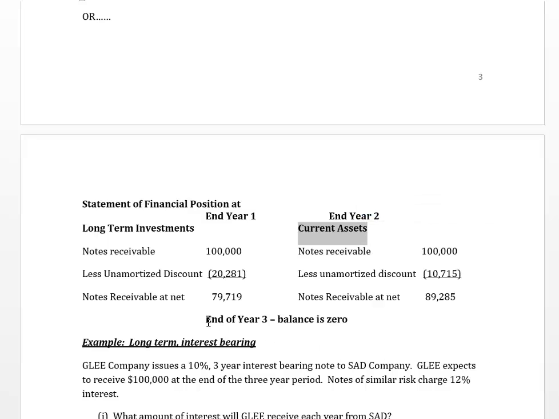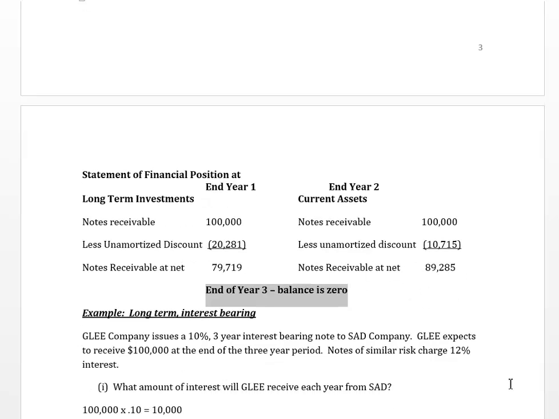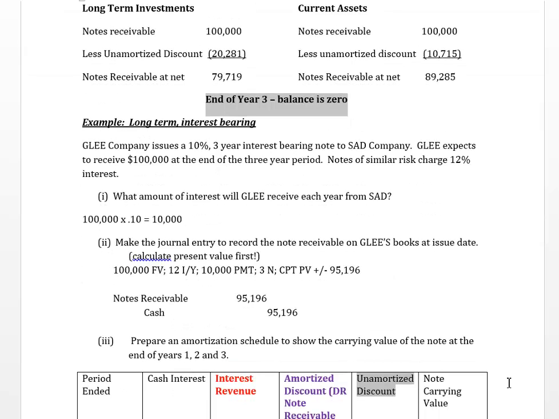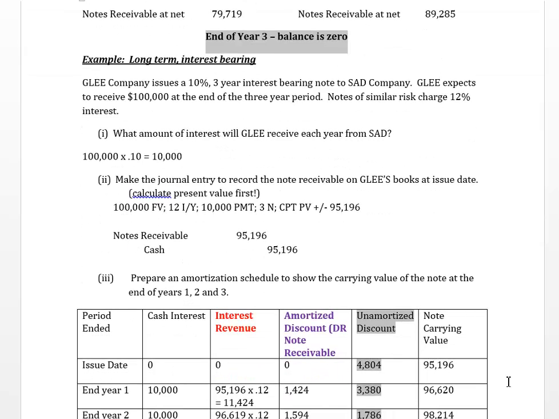At the end of year three, don't forget, the balance of our note is zero because SAD has paid GLE back. Now, our last example here deals with a long-term interest-bearing note.